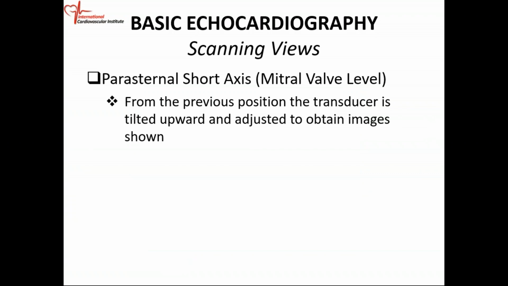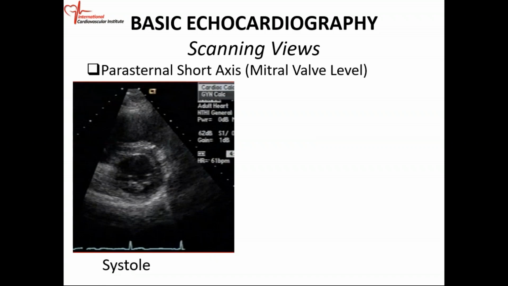All right. So your transducer was pointing downwards with the face of the transducer pointing upwards. To get the short axis at the level of the mitral valve, you're going to tilt the angle of the transducer upwards a little bit. So from the previous position, the transducer is tilted upwards just a little bit and adjusted to obtain the image. Remember, these movements are very minuscule, very small movements. It's not abrupt. So you have to have finesse when you're doing echo.